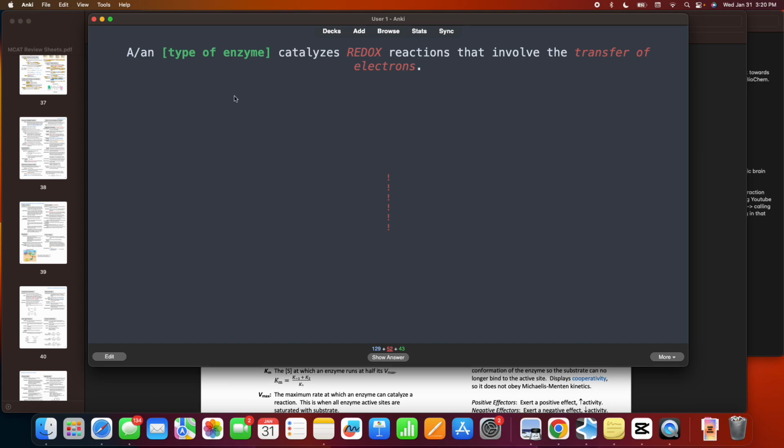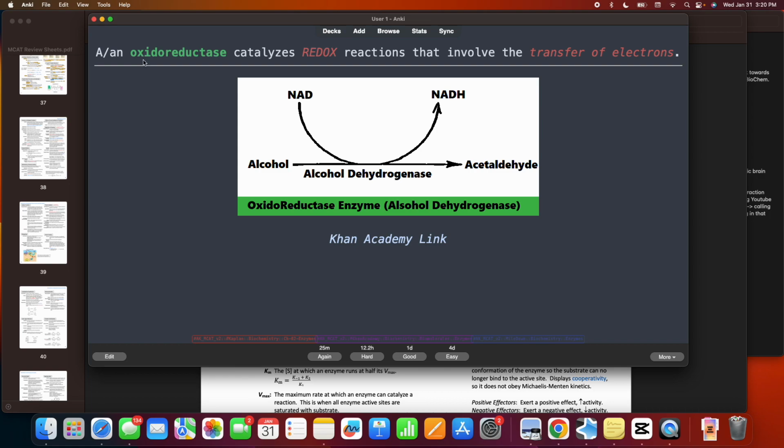So, what type of enzyme catalyzes redox reactions that involve the transfer of electrons? We are talking about the transferring of electrons, not side chains, so it's not a transferase. Catalyzing redox reactions, it should be an oxidoreductase. Nice.